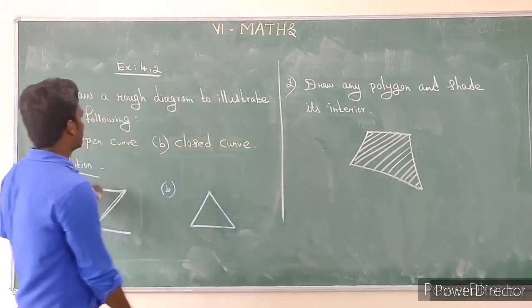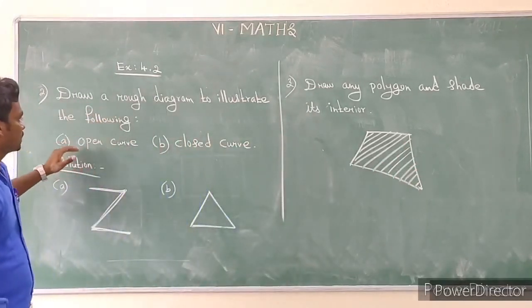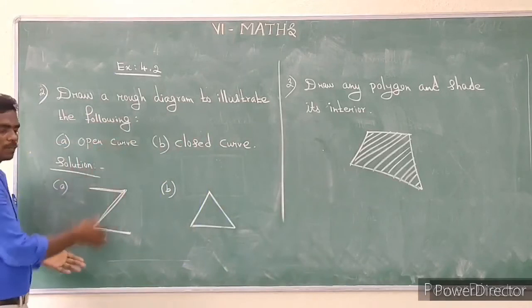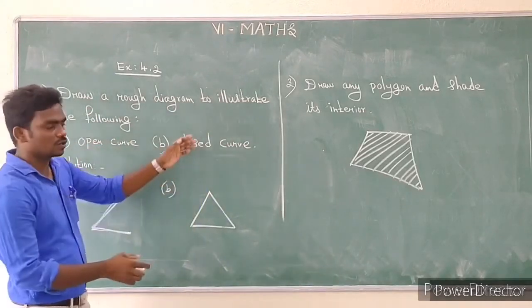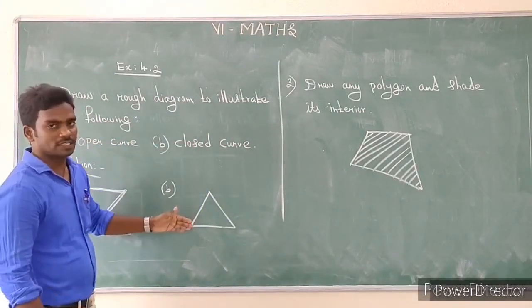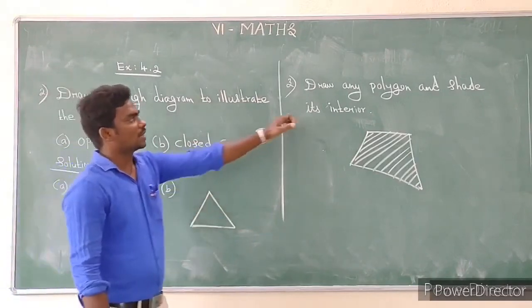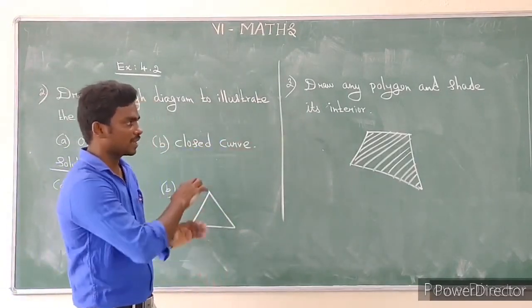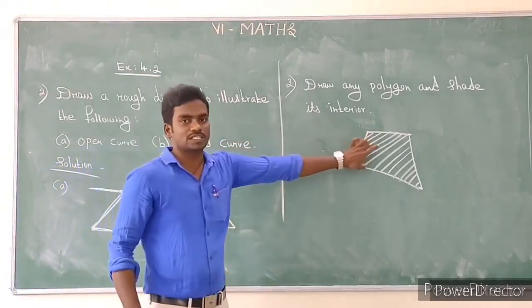So first one, draw a rough diagram to illustrate the following. You can draw any open curve. Second one, you can draw a closed curve. Any shape, you can draw the closed curve. Third one, draw any polygon. You can draw any polygon and mark its interior.